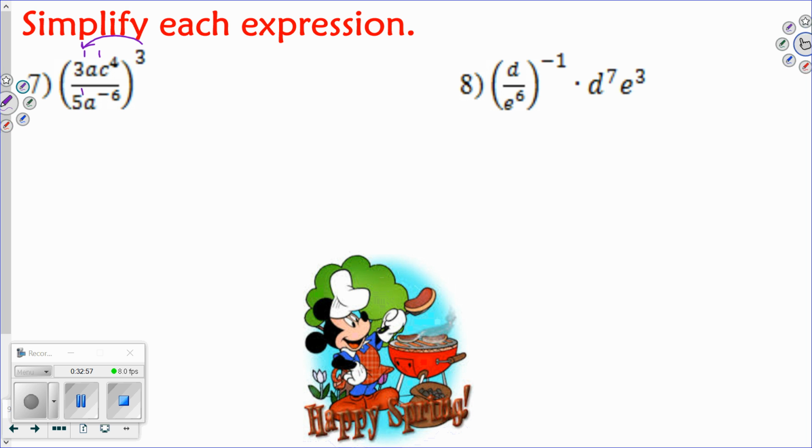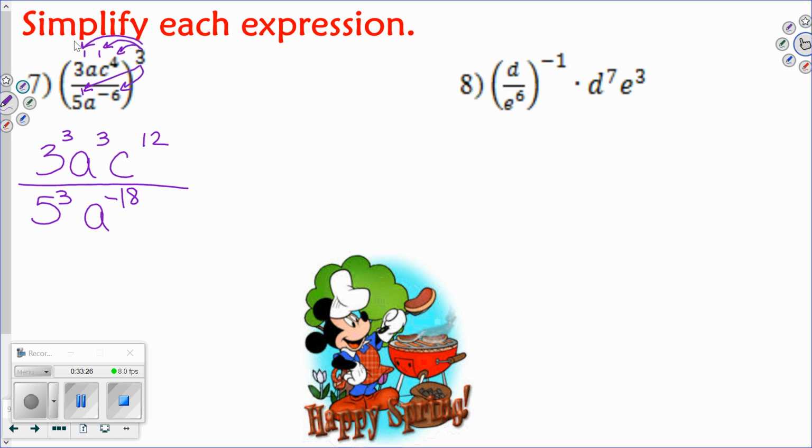And exponents only like their own kind, so they only go to exponents. So that's going to be 3 to the 3rd, a to the 3rd, c to the 12th, and then also distributes to the bottom, so it becomes 5 to the 3rd, and a to the -18th. So that was step 1, just distributing.